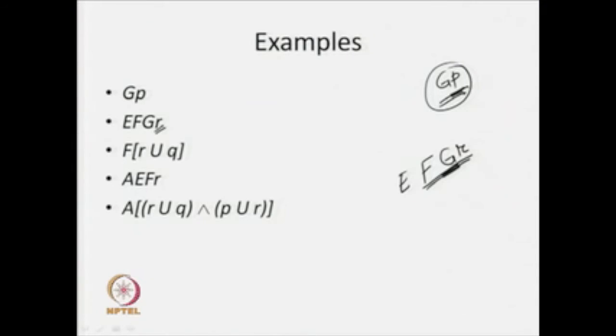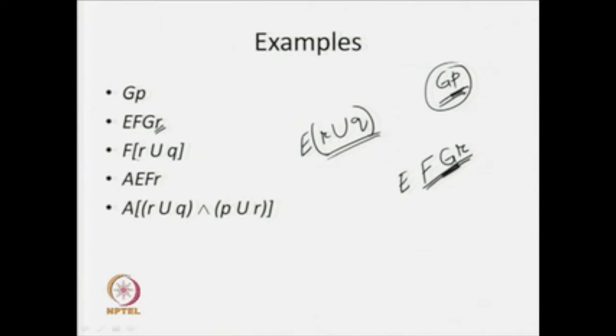Now similarly, this next formula, R until Q. Until is a temporal operator, so R until Q is a temporal formula, because it has an until operator. This temporal operator is not preceded by any path quantifier, so it is not a CTL formula. But if we say E R until Q, then it becomes a CTL formula, because this temporal operator is preceded by a path quantifier.